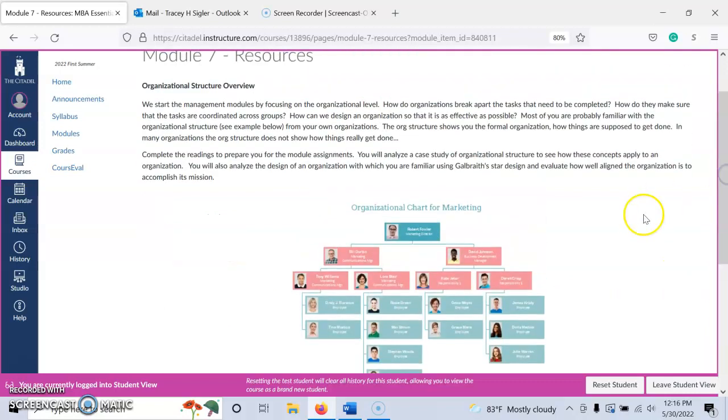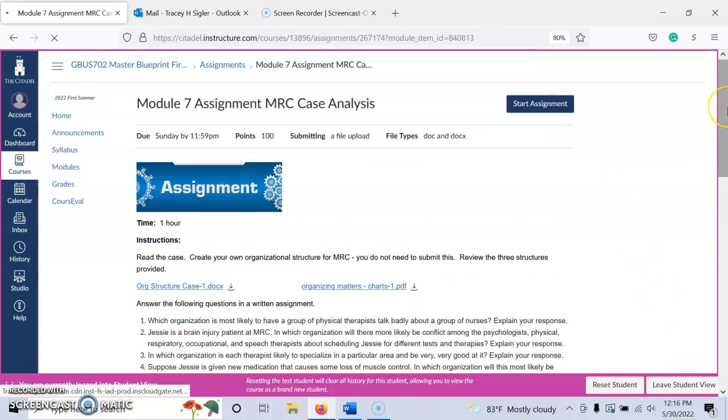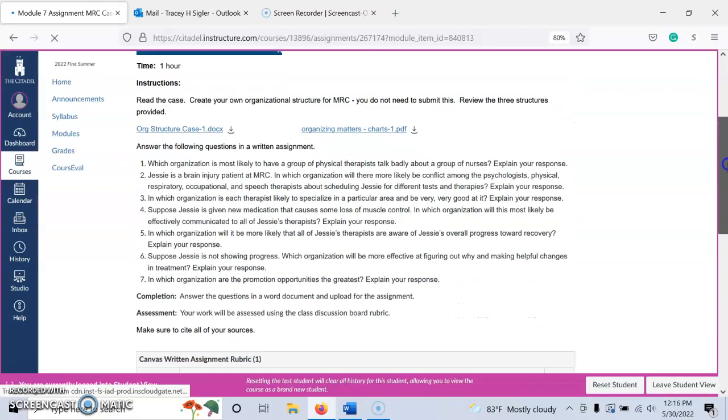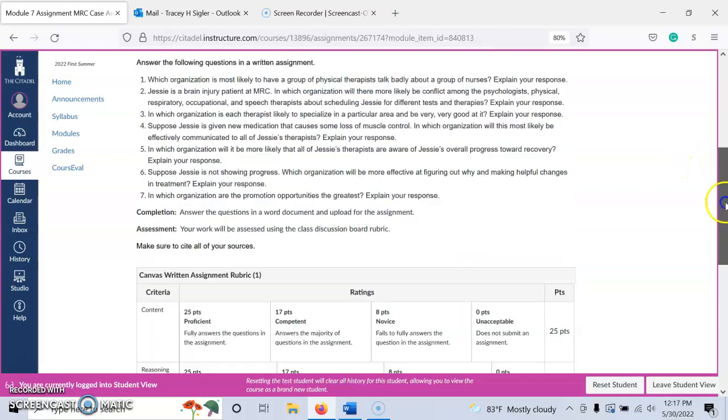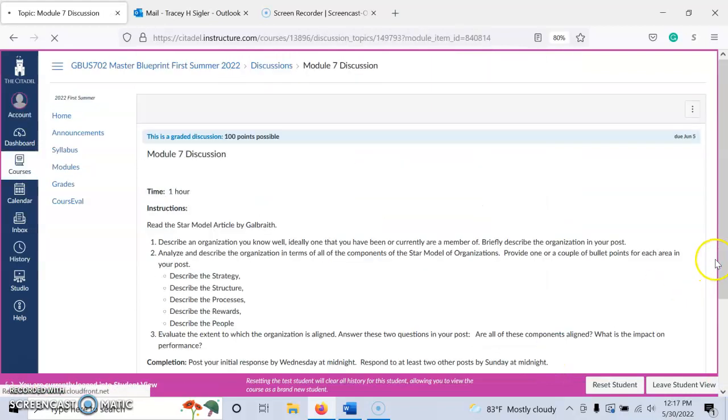So we're going to be starting out looking at the organization level, then we'll look at the team level, and then we'll look at the individual level in organizations. So your assignment this week is to analyze the MRC case about organizational structure. You have a little bit of information about the case, and then you have some alternative organizational charts, and then some questions to help you think about what's the impact of the organization structure on people's behavior. Can it help us understand, predict, and influence behavior?